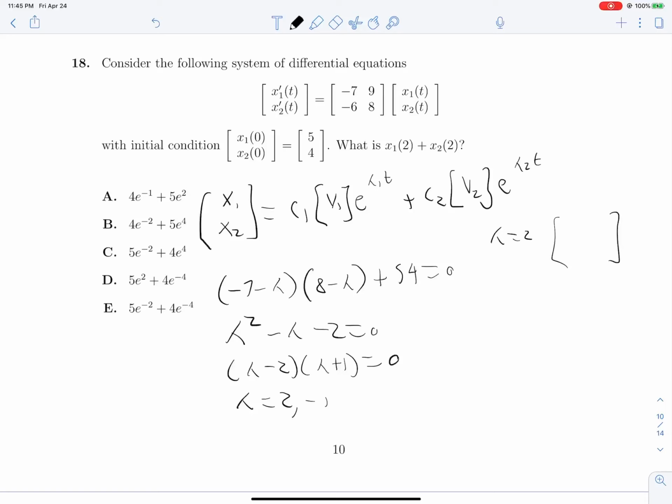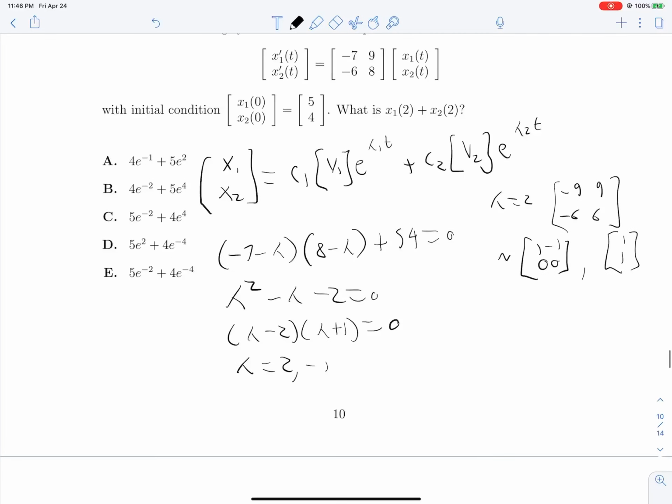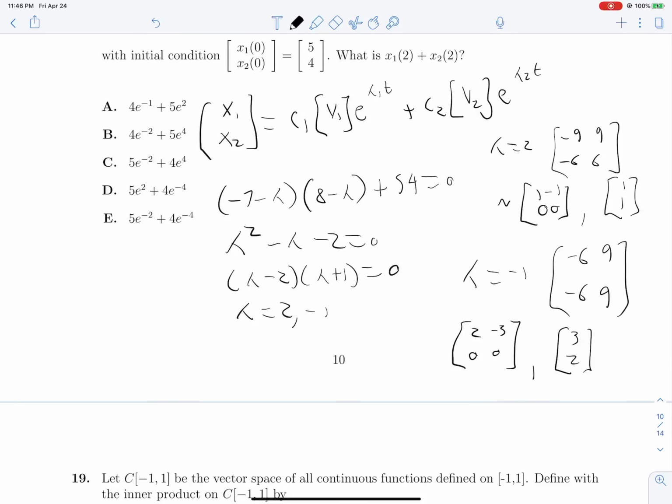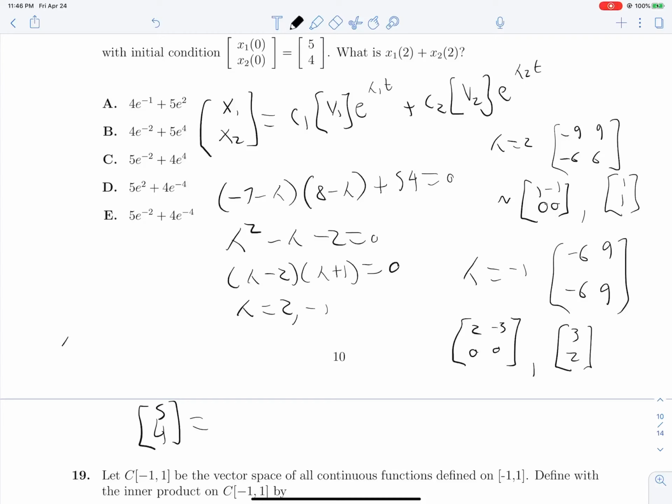For lambda equal to 2, A minus lambda I is negative 9, 9, negative 6, 6. We can simplify that down to 1, negative 1, 0, 0, and so we get an eigenvector of 1, 1 from that. For lambda equals negative 1, we get negative 6, 9, negative 6, 9, which simplifies down to 2, negative 3, 0, 0, and so we get an eigenvector of 3, 2 from that. So we can write our initial condition into this expression. We can set 5, 4 equal to our solution evaluated, and I should specify here, our solution x1, x2 is equal to c1 v1 e to the lambda 1 t plus c2 v2 e to the lambda 2 t.